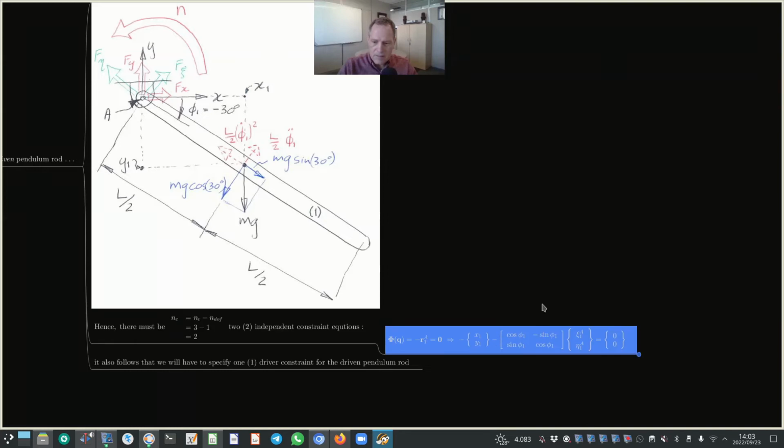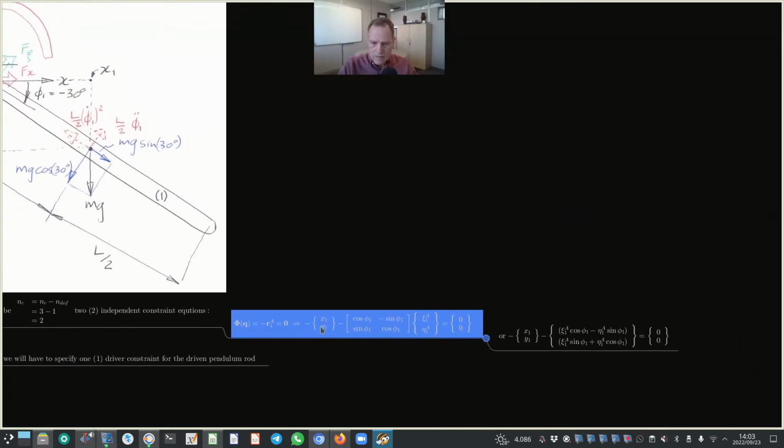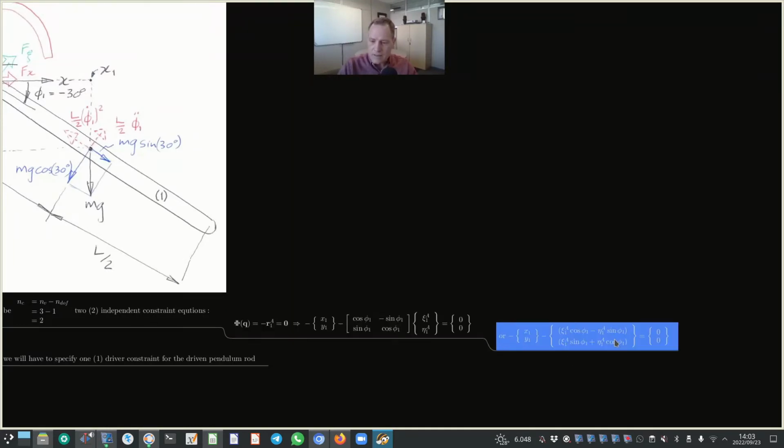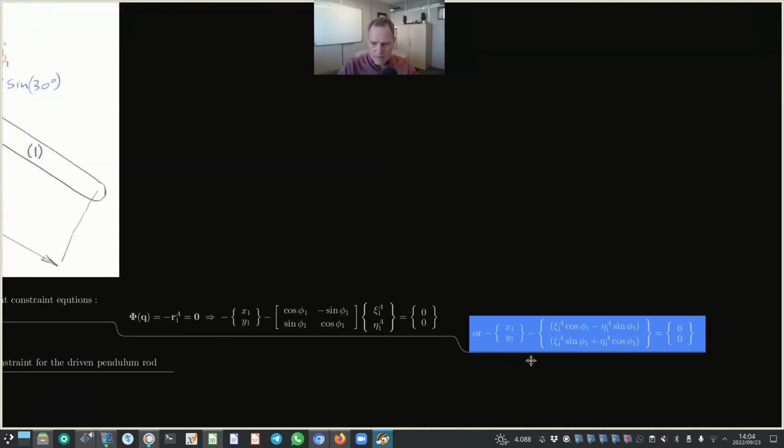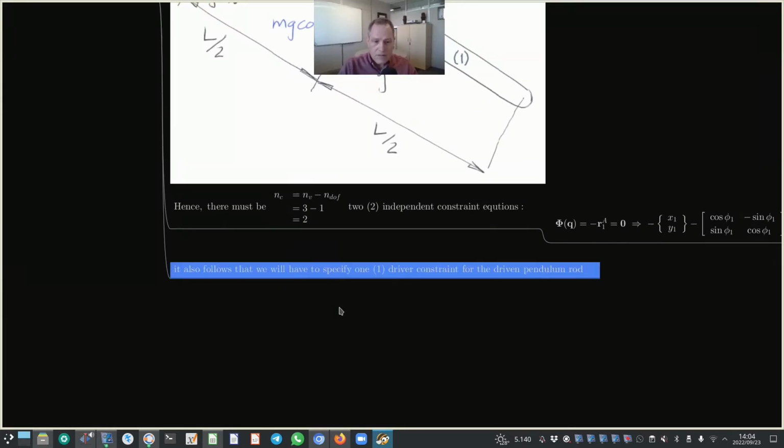Okay, this is a repeat of the previous equation that I showed in lecture 2. Our 2 independent constraint equations can be written in algebraic form as shown on the screen. We can also do the matrix multiplication, and then we get the expression as you see over here. Now it also follows that we will have to specify 1 driver constraint for the driven pendulum rod.